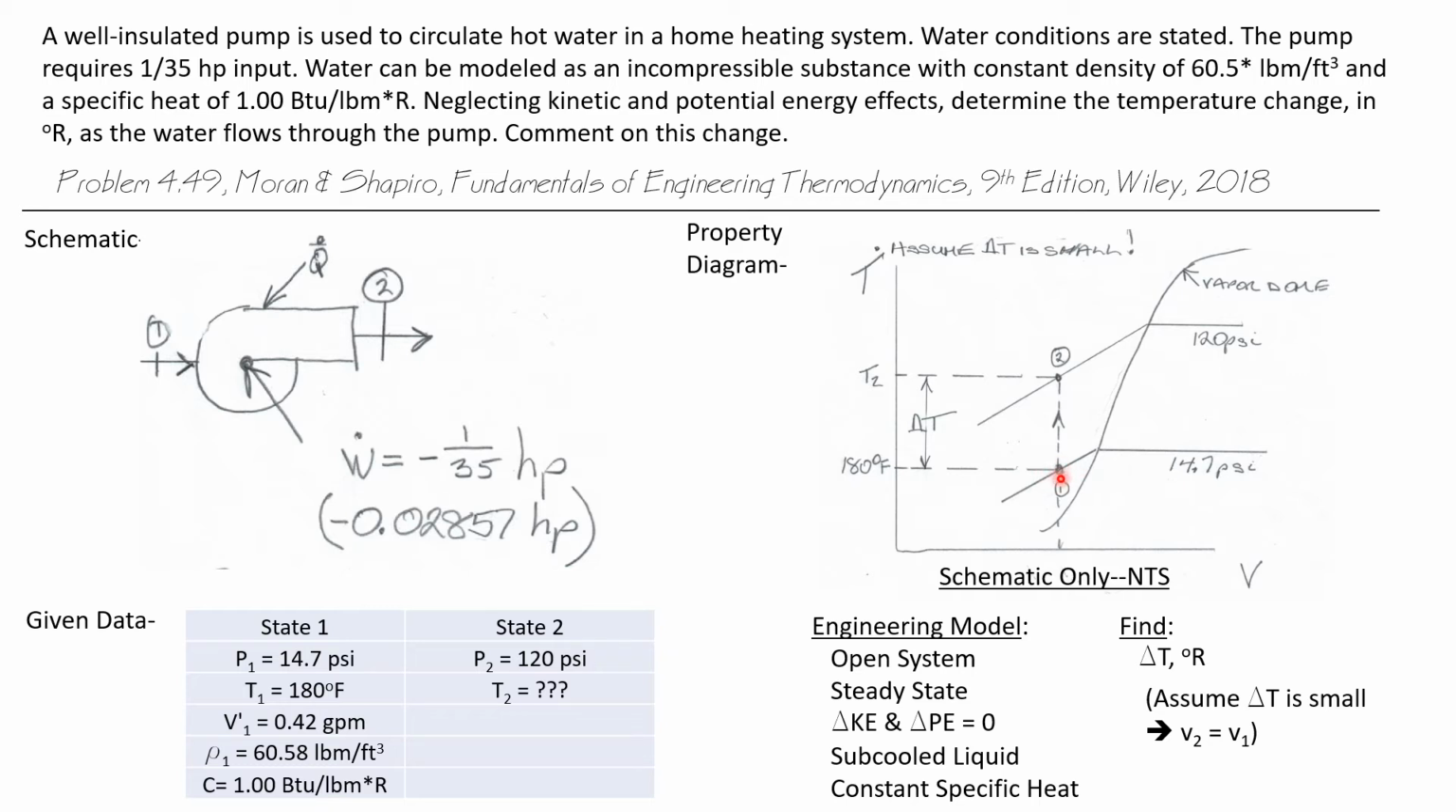And state 2 is going to be on the 120 psi pressure line. But our assumption that says that delta T is small allows us to conclude that V1 and V2 are identical. And remember that with a subcooled liquid, pressure makes very little difference. It's only the temperature that controls the specific volume.